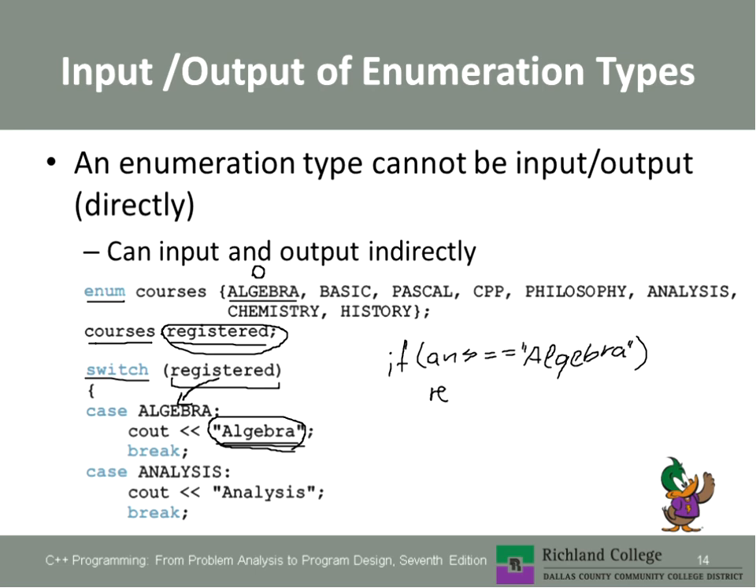Then what we're going to do is, let's say, registered equals, and then we're going to do static cast. Now what is it we want to cast it to? Well, we want to cast it to courses. And in this case, let's say it's going to be just 0.